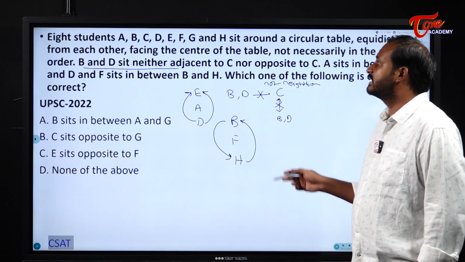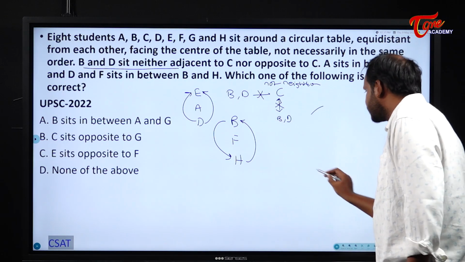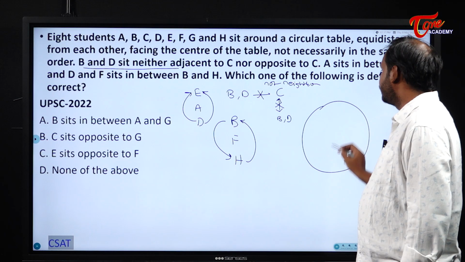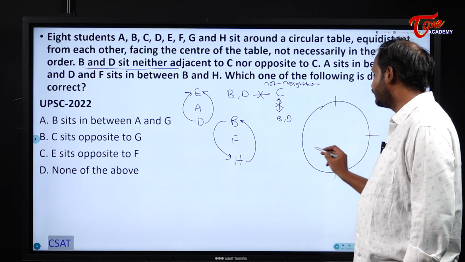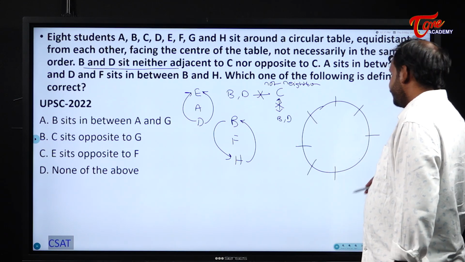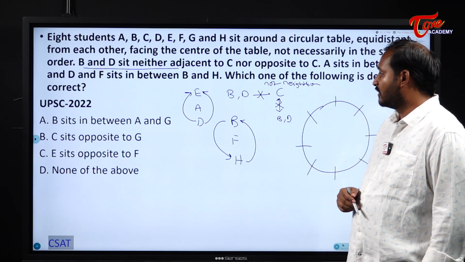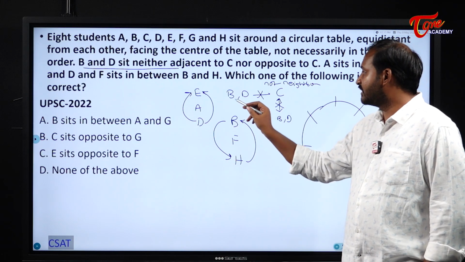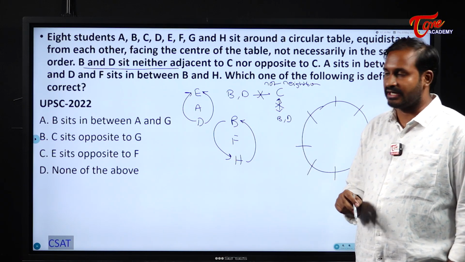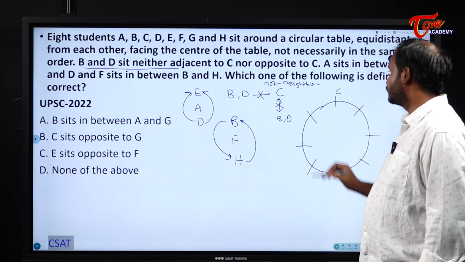In total, how many students are there in that circle? 8 students are there for us. Okay, please note down those 8 positions first of all. Like this, we can put 8 positions. Now see here students, who is the most repeated one? Actually, from C we will try to solve it.